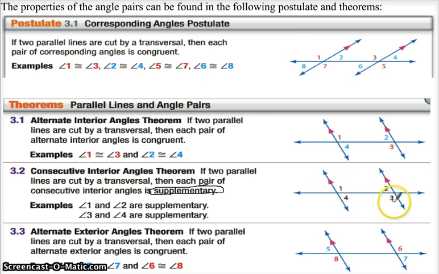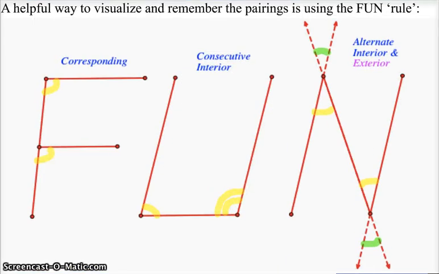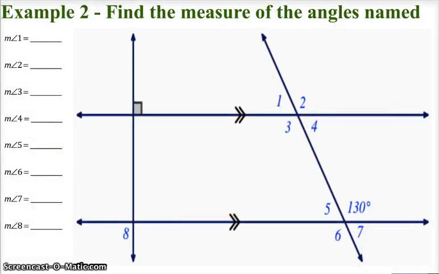1 and 2 consecutive interiors are supplementary. 1 and 3 are congruent, because they're alternate interior. 1 and 2 are supplementary. If you think about that, it's not hard to prove that. 2 and 3 are supplementary. If 3 and 1 are congruent, then 2 and 1 better be supplementary. So that's sort of why. But the name for that is consecutive interior.